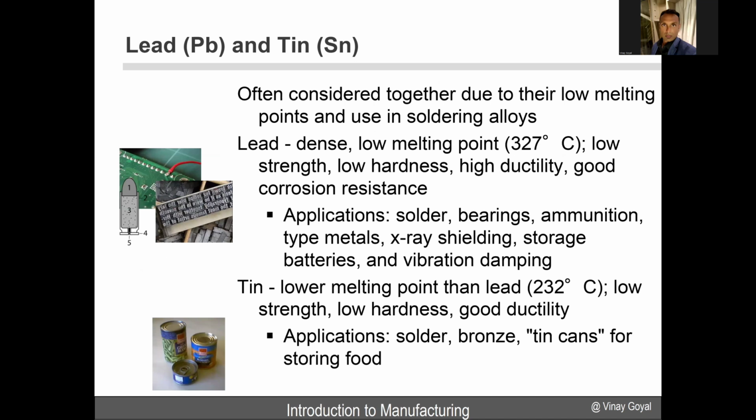Lead and tin are often used together due to their low melting points, and we use them in soldering alloys. Lead is dense with a low melting point, very low strength, low hardness, high ductility, and great corrosion resistance. It's used in a lot of applications like solder, bearings, ammunition, X-ray shielding, storage batteries, and vibration damping. Tin also has a low melting point, very low strength, low hardness, and good ductility. It is used quite a bit, and you'll see tin cans, for example, for storing food.